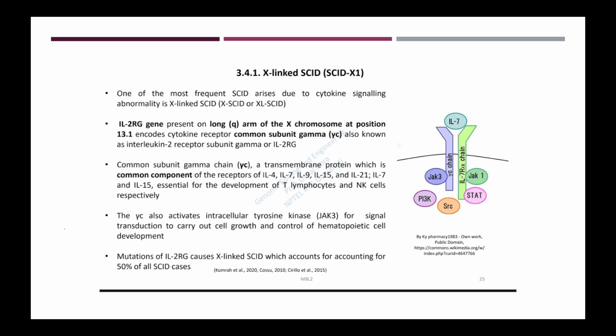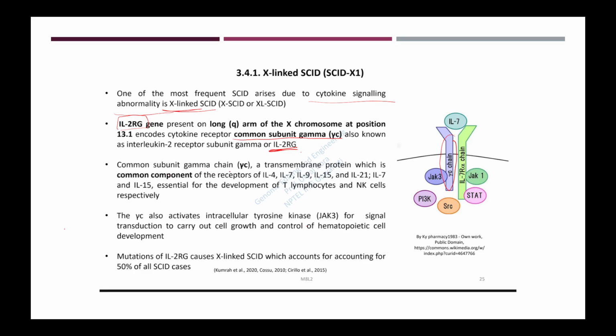Then we also have X-linked SCID. One of the most frequent SCIDs arising due to cytokine signaling abnormality is X-linked SCID. Here the IL-2RG gene, present on the long Q arm of the X chromosome at position 13.9, encodes the cytokine receptor common subunit gamma, also known as interleukin 2 receptor subunit gamma, IL-2RG, or gamma C.